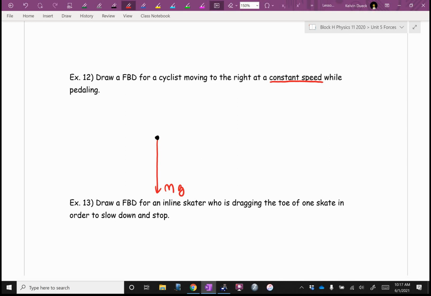Is the cyclist sinking into the ground like quicksand? No. Are they flying like Superman? No. So I know there has to be an arrow the same length pointing up, and that is the ground pushing up. By the way, that's why when you're on mud, you sink, because the mud can't match gravity. You'll sink until you hit firm ground. The firm ground can match gravity. Okay? Again, kind of Captain Obvious, but that's why you sink in mud.